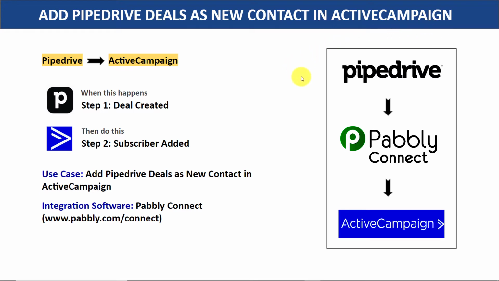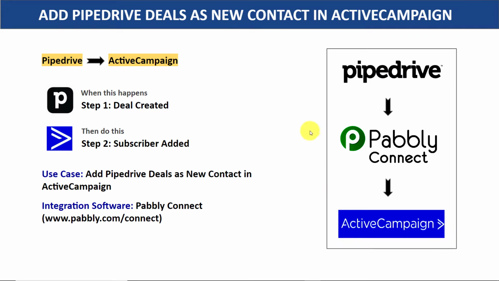So imagine this, you have created a new deal with a person called John in Pipedrive. So you have John's name, email address and all those details. So your idea is to add John as a contact in ActiveCampaign, maybe to send him a confirmation email or periodically send deal related information in the future.